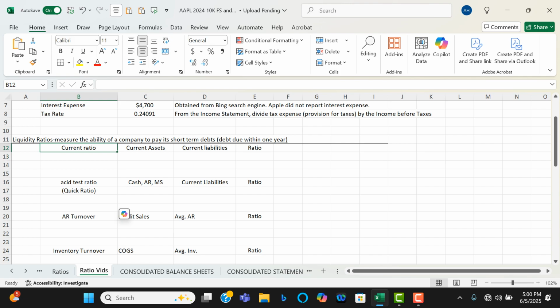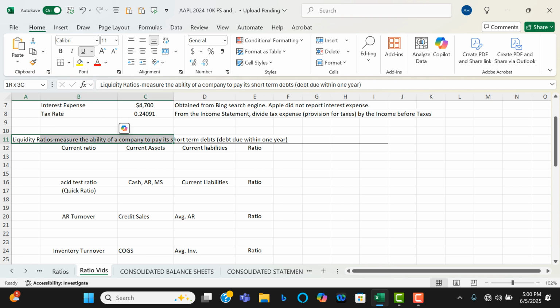Now, what we're defining here is liquidity. Basically, liquidity means you have a lot of cash or near cash assets. You're very liquid. But in this case, the definition is very close to that. We also consider liabilities. These ratios measure the ability of a company to pay its short-term debts that are due within 1 year. And that makes sense because many current assets are either cash or items like accounts receivable or short-term investments, which can be converted to cash within 1 year. So they're near cash assets.